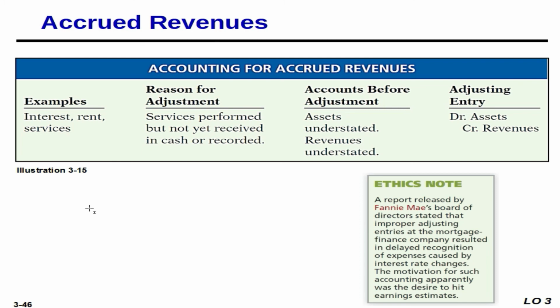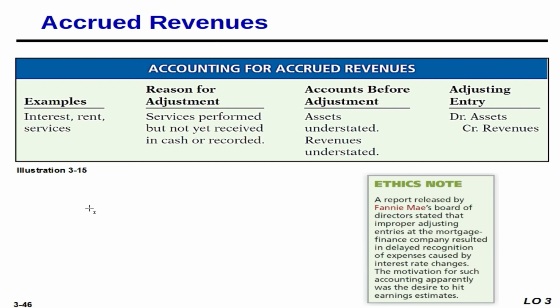In this case, because it is advancement of the performance obligation, it's an accounts receivable. Accounts receivable is debited in the adjusted entry, and then the revenue account is credited in the adjusted entry.